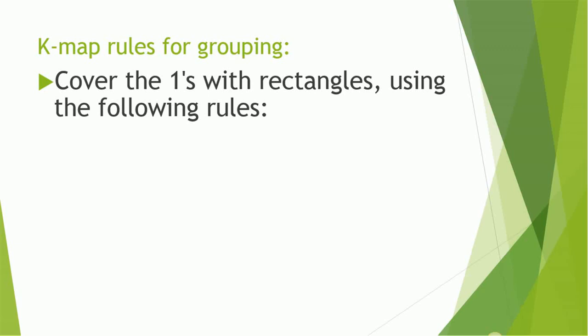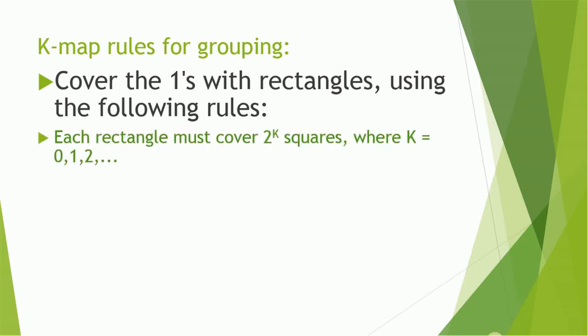So let's talk about the rules that apply as I am trying to group the ones together in a Karnaugh map. First of all, I am going to draw rectangles. I'm going to have a tendency to draw circles or something around the ones. But each rectangle has to cover 2 to the k squares: 2 to the first, 2 to the second, 2 to the third. You know your binary math. That means that when I am covering ones, I need to group the ones by some exponential value of 2. So 2 ones, 4 ones, 8 ones, 16 ones. I cannot just arbitrarily group 3 ones together.